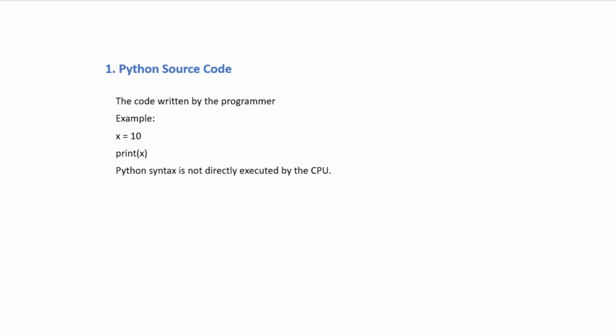First, we have Python source code. This is the code that we write as a programmer. We can easily read this code because it is written in our Python syntax. Okay, it is similar to our English language. But the computer processor doesn't directly understand the Python syntax. So, Python needs to process this code before it can be executed.